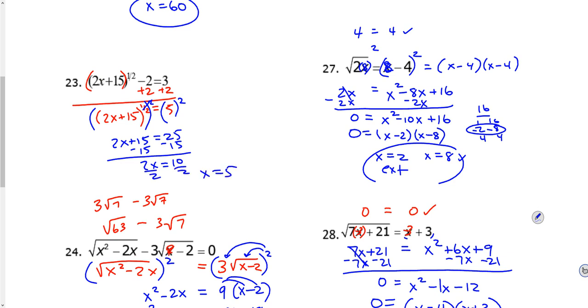Now we still have to go back and check it. If I put in a 5 here, 5 times 2 is 10, 10 plus 15 is 25. Square root of 25, because that's what 1/2 power means, is 5. 5 take away 2 is 3, so it works.